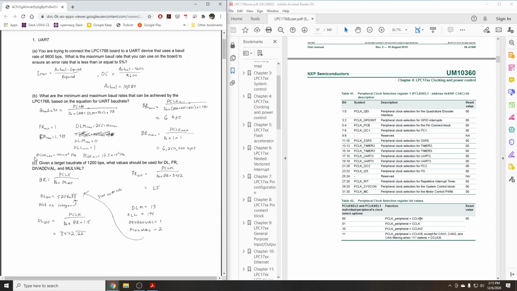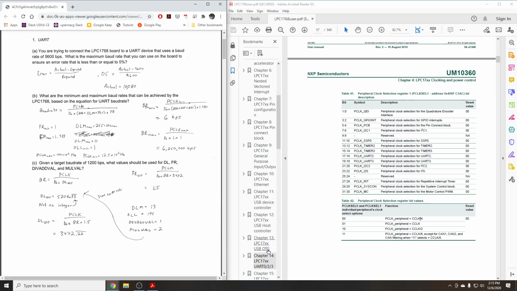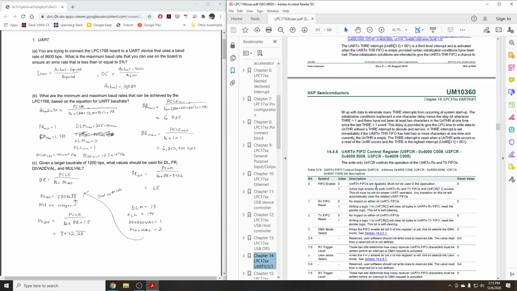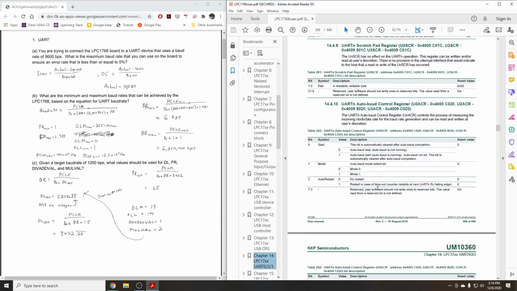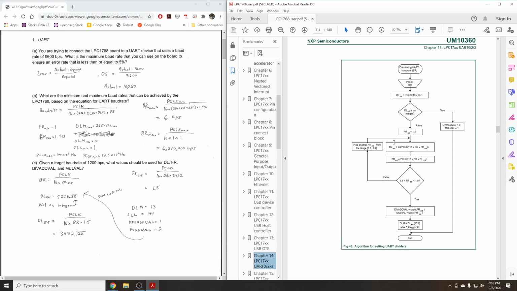So next up, part C. Given a target baud rate of 1200 BPS, what value should be used for DL, FR, DIVADDVAL, and MULVAL? So here we are again going to look at the UART tables. And if we scroll down here, we should eventually find that flow chart that we use to calculate these values. Or you can look this up in the notes. But it is in the manual here, page 314. So we see we basically choose PCLK and baud rate, and then we calculate DLest using this equation.